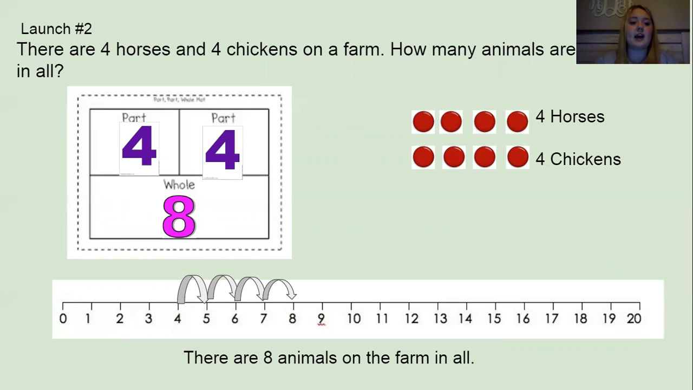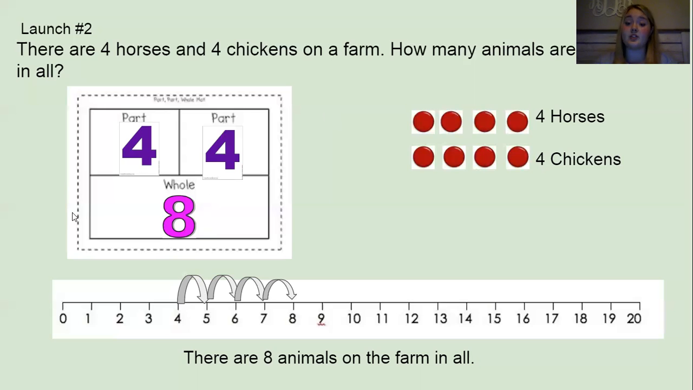In order to get that, we are going to add 4 and 4. So we are going to do that by counting on. So I'm going to take a 4, put it in my brain, and I want you guys to count with me. Are you ready? 4, 5, 6, 7, 8. So I know if I have 4 and I count up 4 more, the answer is 8.